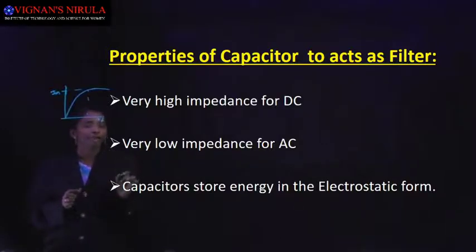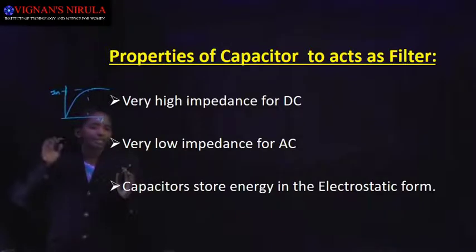For DC component it acts as an open circuit. That means for AC component it allows the AC component to the output side. It allows AC component through them. But for DC component the capacitor acts as an open switch. That means it does not allow any DC component.